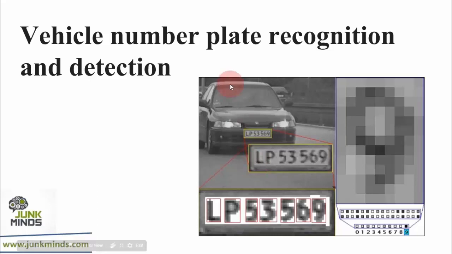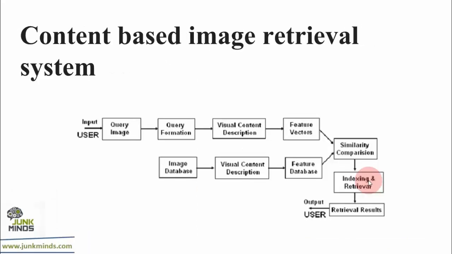For a human eye to read this is very simple, but for a camera to recognize what this is and note down the number is very difficult, because for a computer this is just a set of pixels. So what the system does is match it with a certain set of already inbuilt pixels and mark it with the corresponding input. The next one we are going to speak about is the content-based image retrieval system.